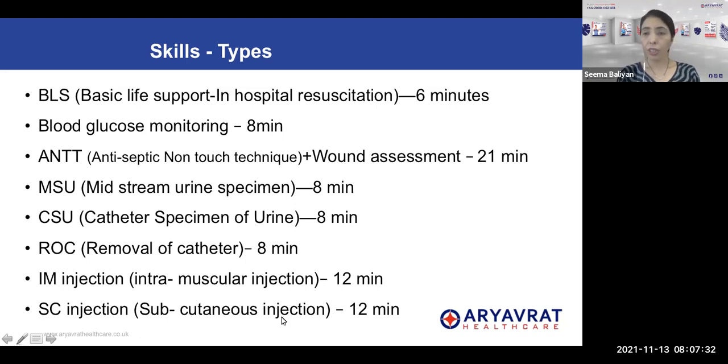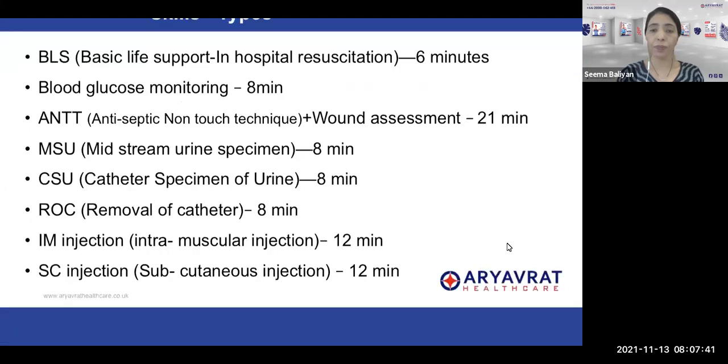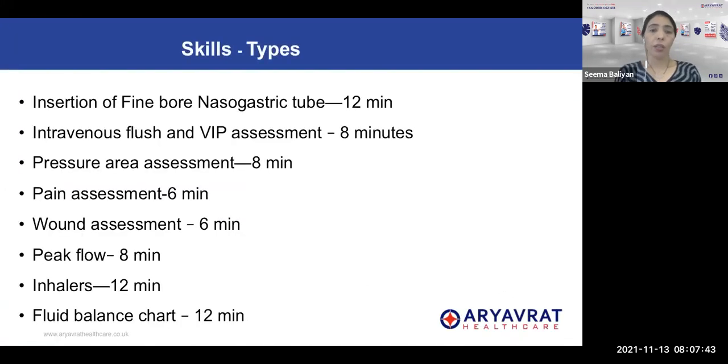There are 2 injection stations. One is the intramuscular injection and one is the subcutaneous injection. And you get 12 minutes to complete these stations individually. There is insertion of fine bore NG tube or nasogastric tube. You get 12 minutes to do that. Intravenous flush and VIP assessment. You get 8 minutes to do that.